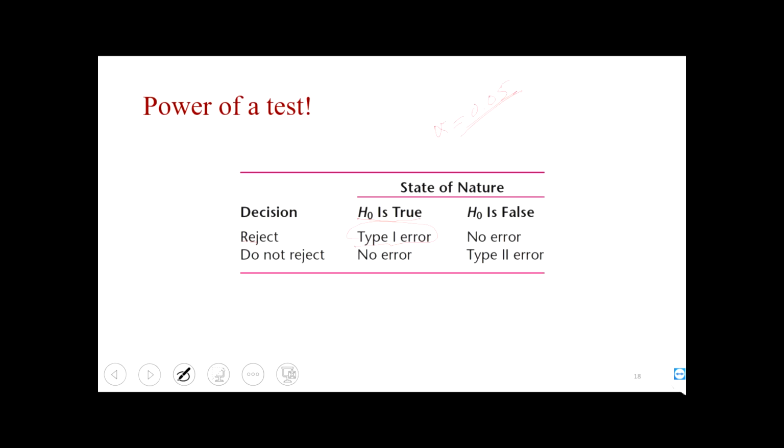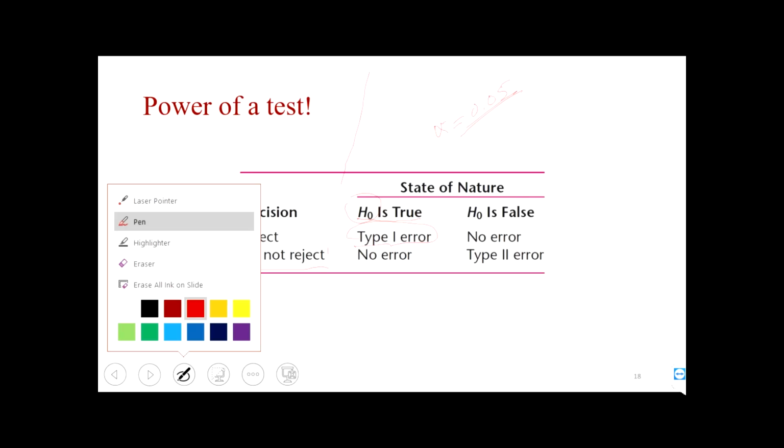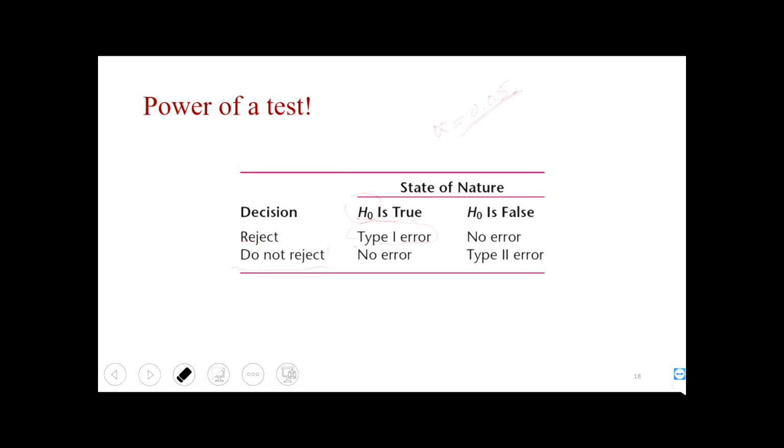And this is important. Why? Because the null hypothesis is what we are really interested in, and therefore we really want to not reject it when it is true. So in this case we commit no errors.